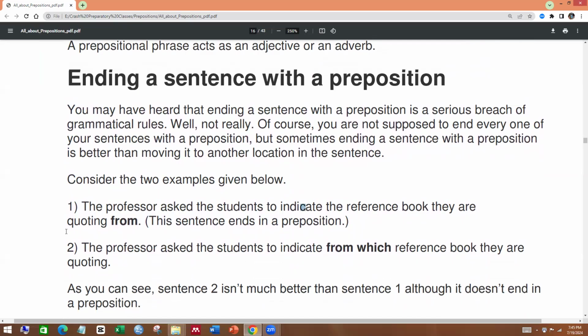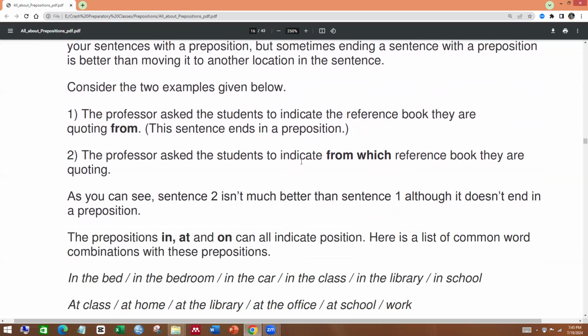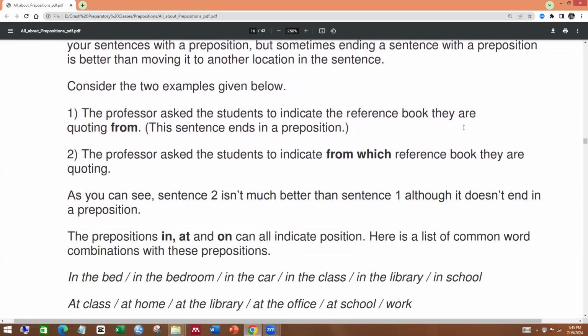The professor asked the students to indicate the reference book they are quoting from. The sentence ends in a preposition. The professor asked the students to indicate from which reference book they are quoting. ठीक है, यहाँ पे ये used है and then we have preposition used in the middle of the sentence.